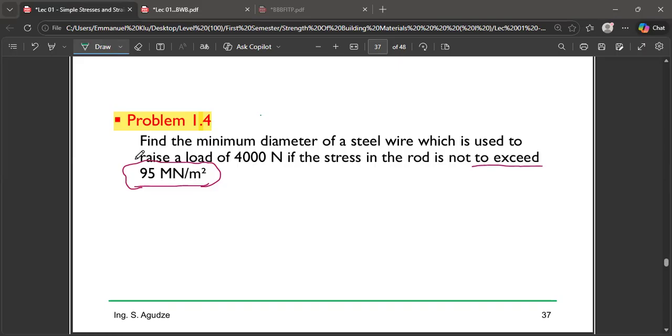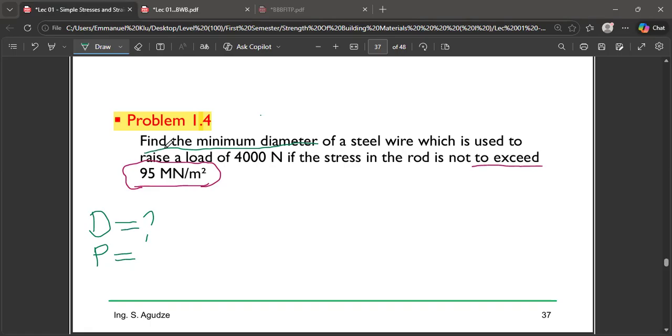This is Patricia. All right, please, we are listening. Kindly read for us. Find the minimum diameter of a steel wire, which is used to raise a load of 1,000 Newton, if the stress in the rod is not to exceed 95 mn per meter cube. Thank you very much, Patricia.